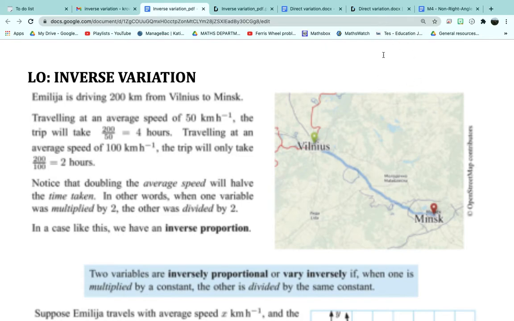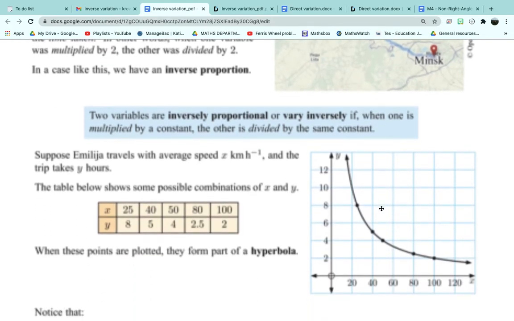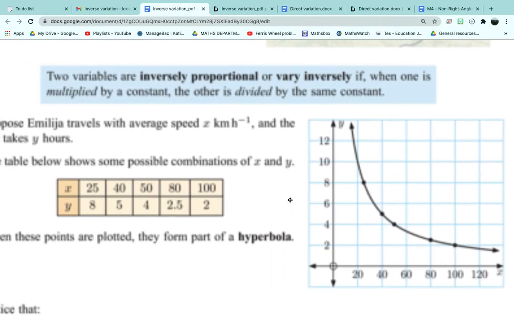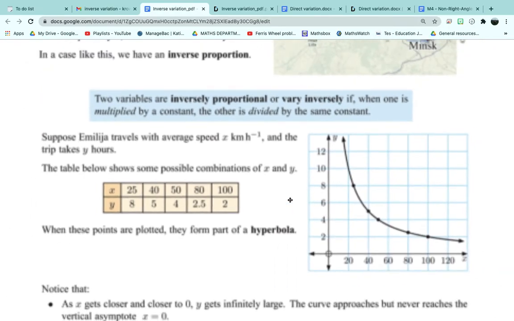As one variable gets bigger, the other one is going to get smaller. Now, let's have a look at this particular graph. Two variables are inversely proportional or vary inversely if one multiplied by a constant, the other is divided by the same constant. Let's suppose this person travels with an average speed of x. This is an unknown constant. And the trip takes y hours. The table below shows some possible combinations of x and y. Now this forms a hyperbola.